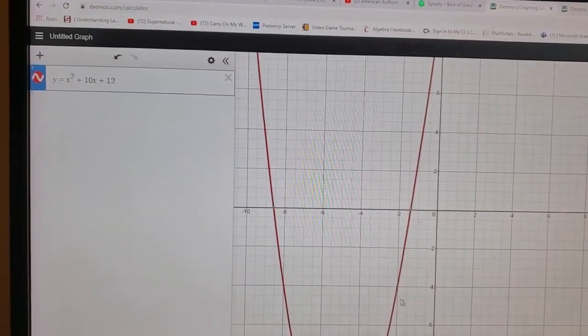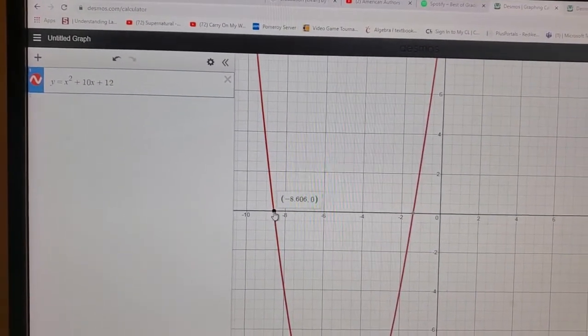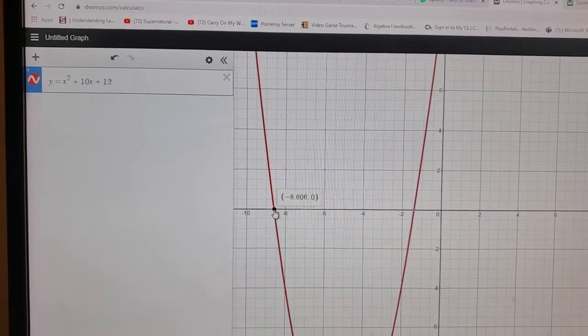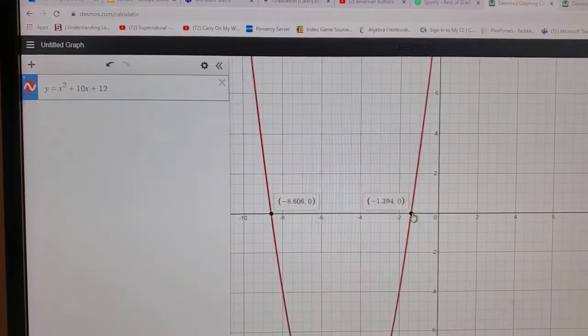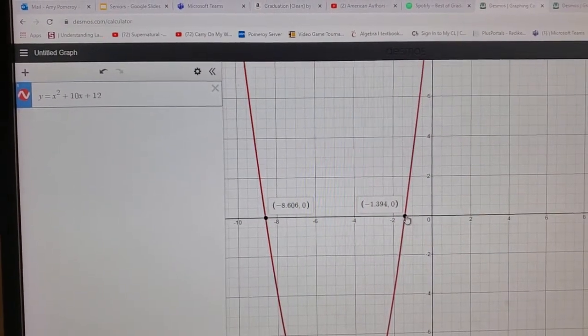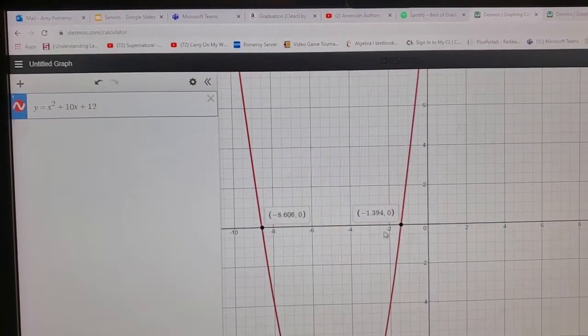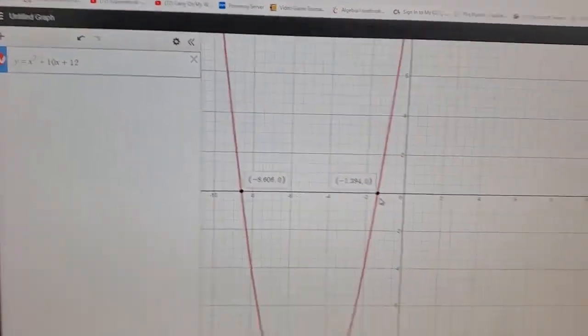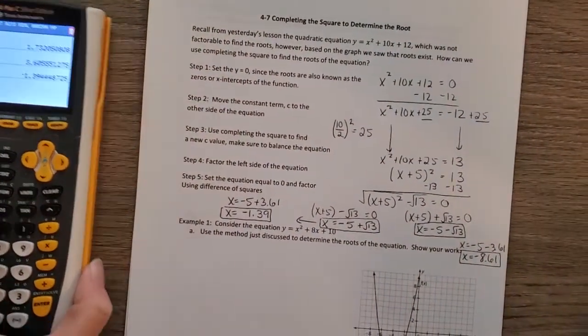Okay, and we can check our answers. The zeros should be the x-intercepts. And if you look here, negative 8.61 if we round it. And then negative 1.394, which negative 3.9 is where we rounded it. So you can check your answers by putting it in the graphing calculator and checking to make sure the values match. So that's how we solve using completing the square to find the roots.